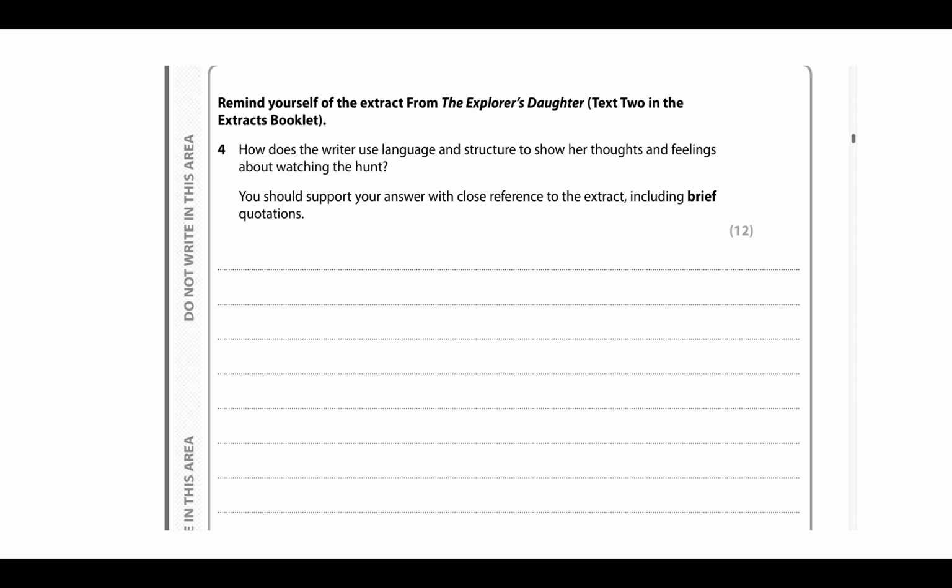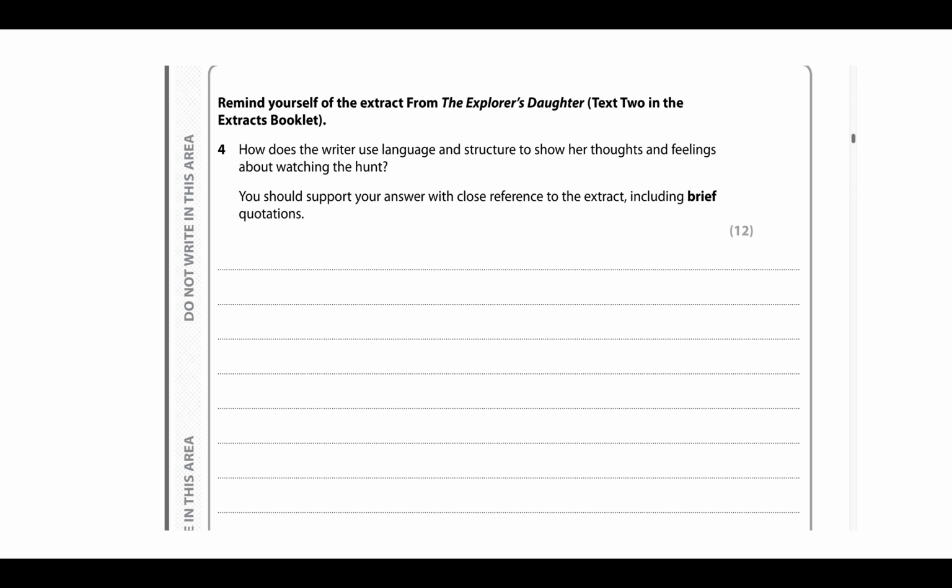So revision for English is very much the skills and the technique. Anyway, you will always be given a focus to base your answer on. So this time it's how are her thoughts and feelings communicated about watching the hunt? So I would highlight that phrase. That's what we call topic X. That will change every time.